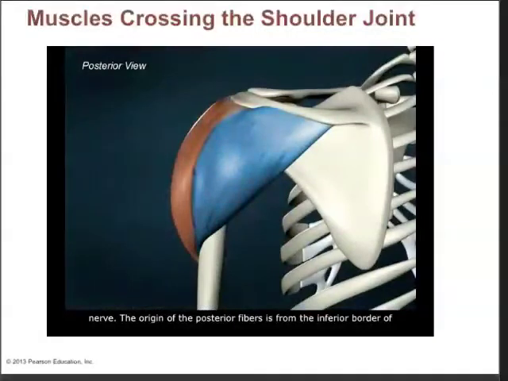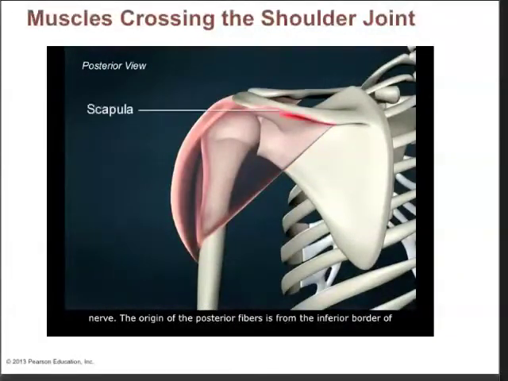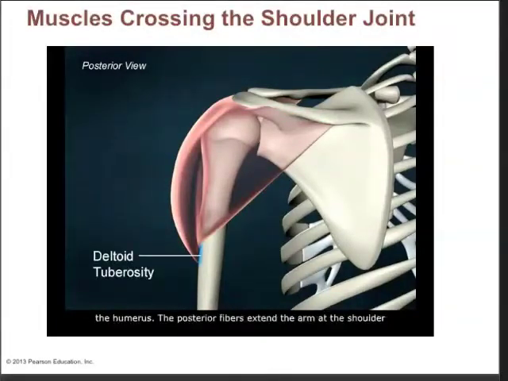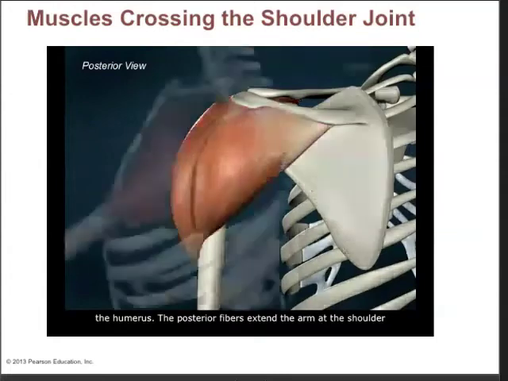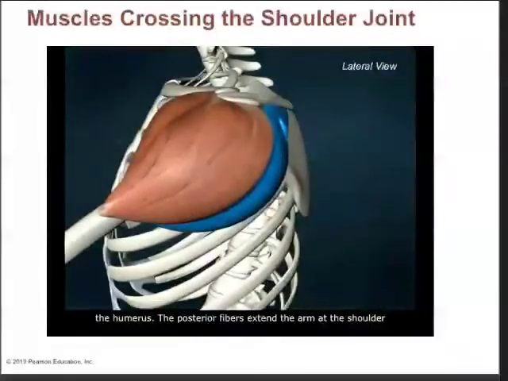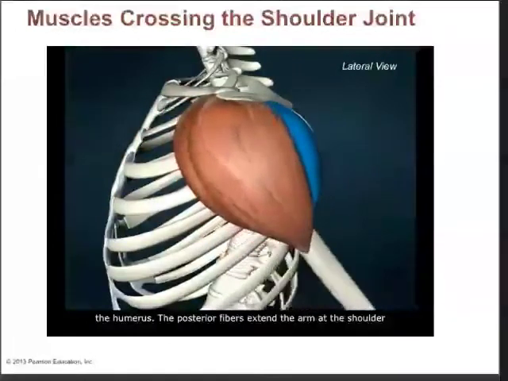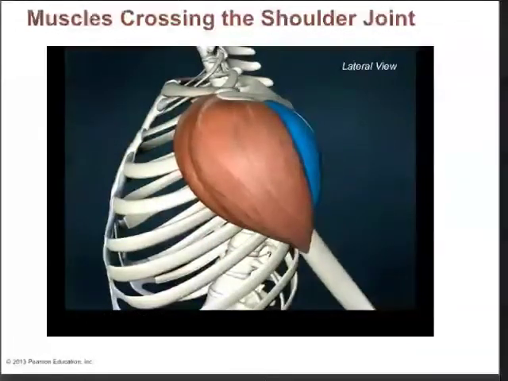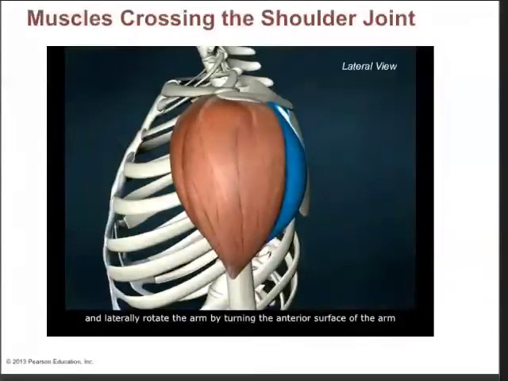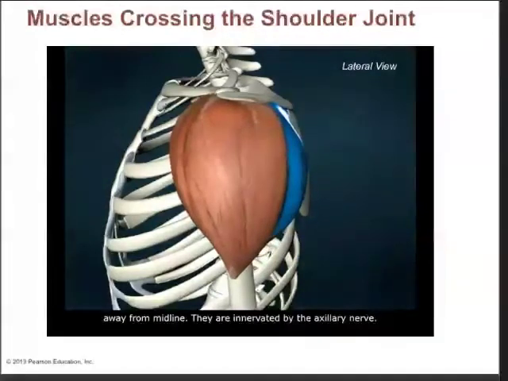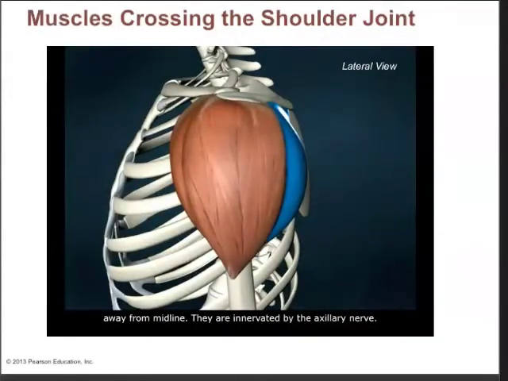The origin of the posterior fibers is from the inferior border of the spine of the scapula. The insertion is to the deltoid tuberosity of the humerus. The posterior fibers extend the arm at the shoulder and laterally rotate the arm by turning the anterior surface of the arm away from midline. They are innervated by the axillary nerve.